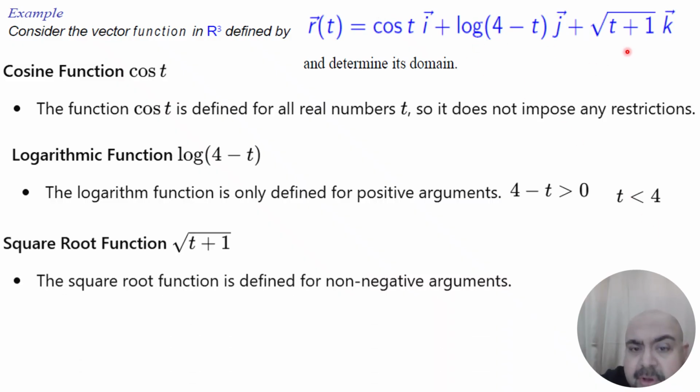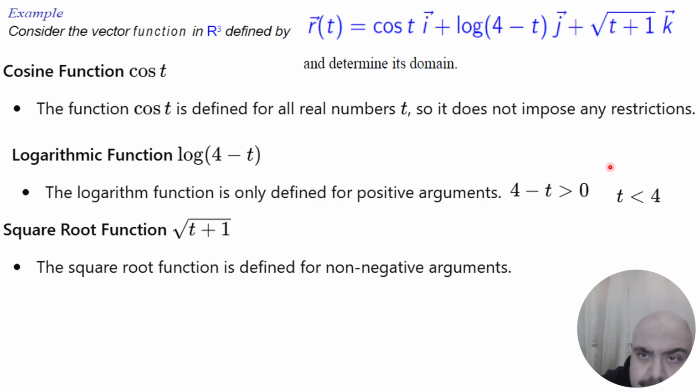We will go for the third condition, which is that the square root must also be obeyed, which means that t plus 1 must be greater than or equal to 0. That's t is greater than or equal to negative 1.